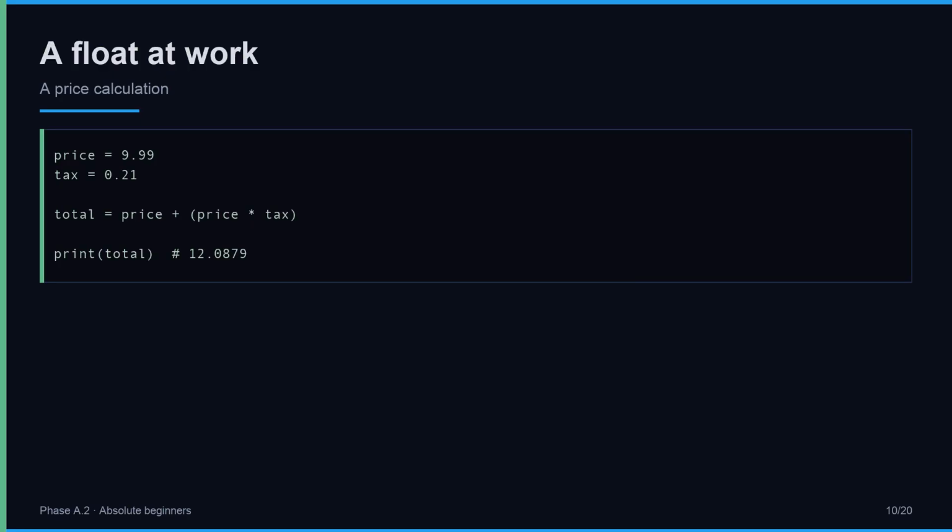Here is a float doing real work, a price calculation. We set a price of 9.99 and a tax rate of 0.21. The total is the price plus the price times the tax. Every number here carries a fractional part, so the whole calculation stays in floats, and the result, 12.0879, is a float too. This is exactly the kind of arithmetic a shop or a billing system does millions of times. Floats make monetary and scientific math possible.